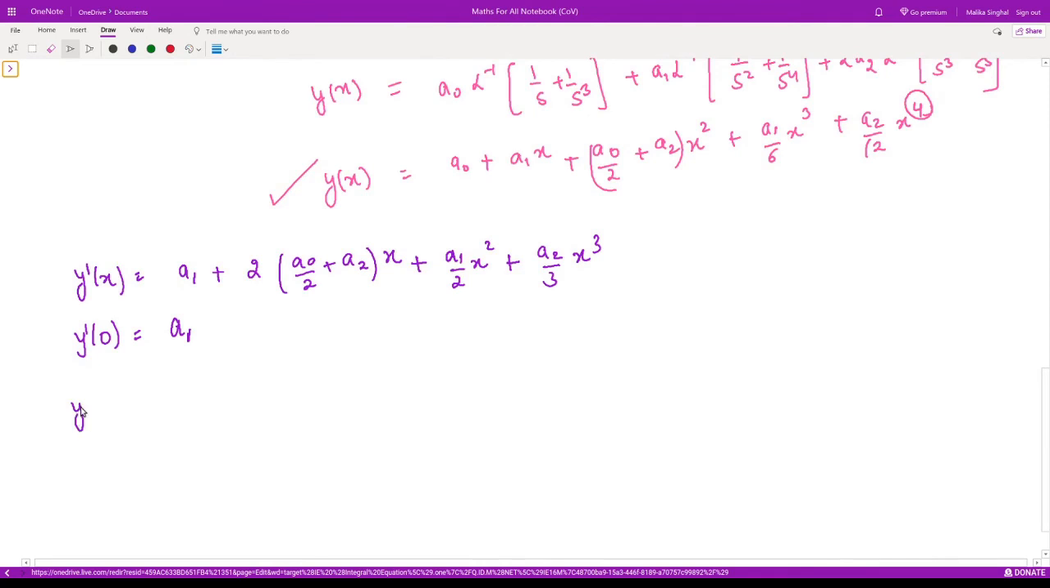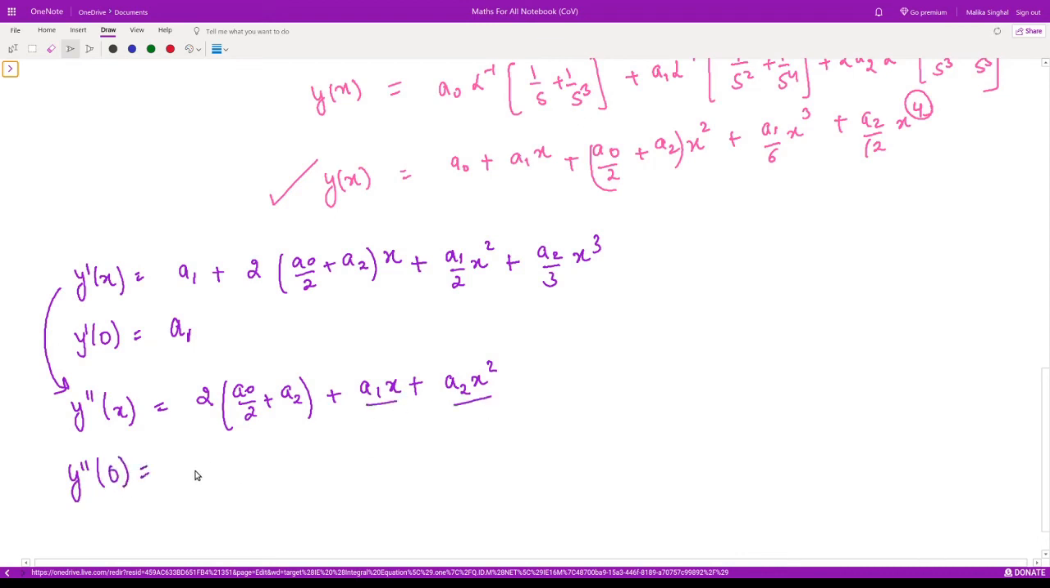So we have y dash of x. So we can take the double derivative. We would get this term being constant is 0. We would get 2 times a0 by 2 plus a2 plus it would be a1x and it would be a2x square, right? And now they are again asking y double dash of 0. What would be that? This term would be 0. This term would be 0. So we are remaining with this term only. So it would be a0 plus 2a2.